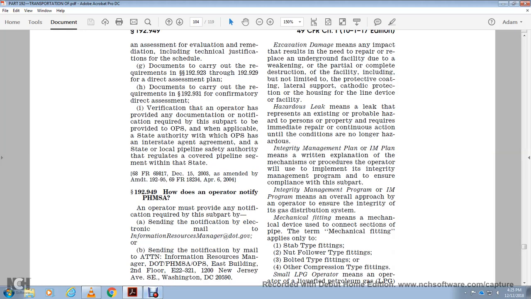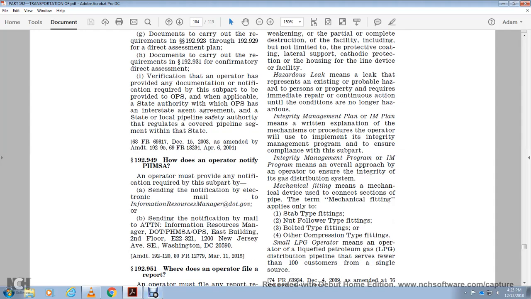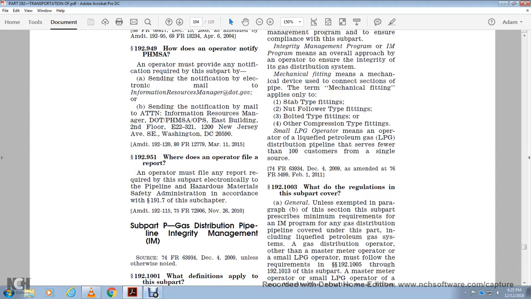Mechanical fitting means a device used to connect sections of pipe. The term mechanical fitting applies only to: stab type fittings, nut follower type fittings, bolted type fittings, and other compression type fittings. Small liquefied petroleum gas operator means an operator of a liquefied petroleum gas distribution pipeline that serves fewer than 100 customers from a single source.